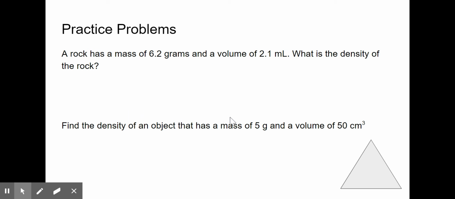Number two, density of an object that has a mass of 5 grams and a volume of 50 centimeters cubed. Again, divide mass by volume. So submit both of those answers, and we'll go over those tomorrow and do some more practice problems.